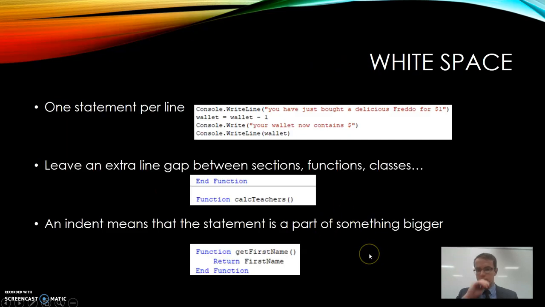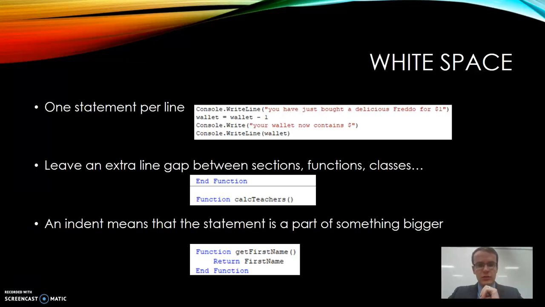So white space. A few quick rules here. You want to go 1 statement per line, okay? So 1 line means that 1 thing is being done. In the first example here, you can see console.writeLine: you've just bought a delicious Freddo for $1. One thing is being printed to the screen, and that is it. Nothing else is happening in that line. The next line, wallet is equal to wallet minus 1, so $1 is being removed from the wallet. Then Console.write, your wallet now contains, and then the next line writes down the new value stored in wallet.